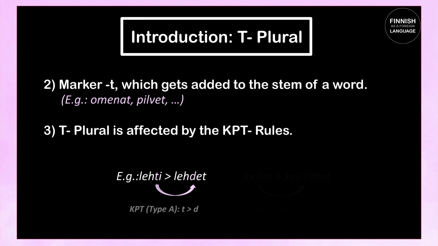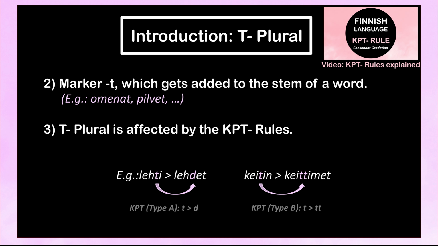But it can also go the other way around. For example, keitin, which means cooker, changes in the nominative plural to keittimet, meaning the cookers. The weak T changes to the strong double T, so here we have the consonant gradation of type B.